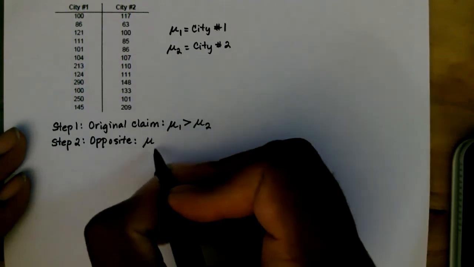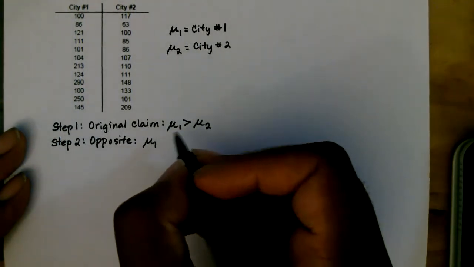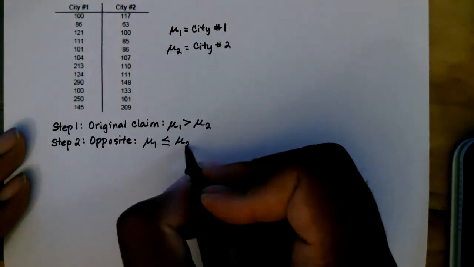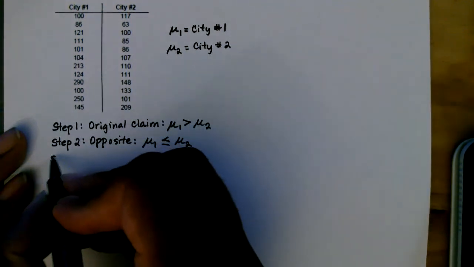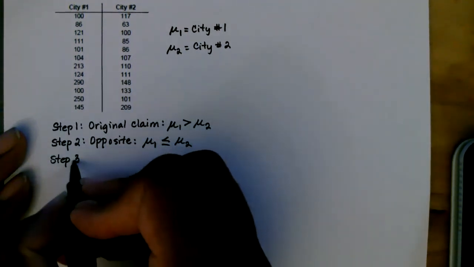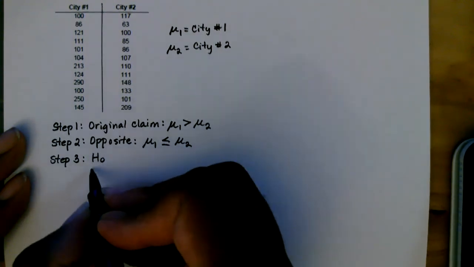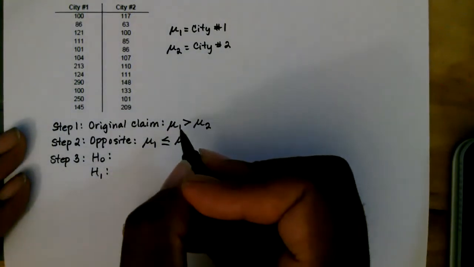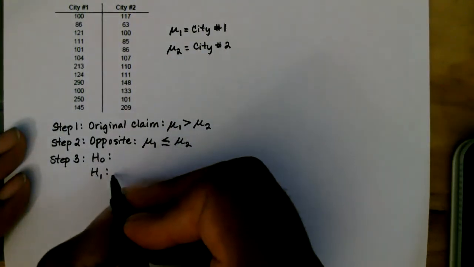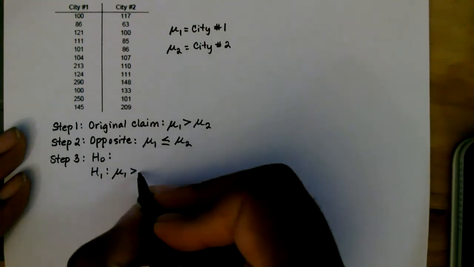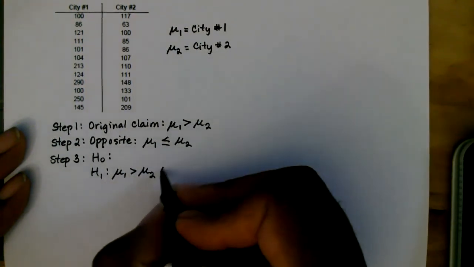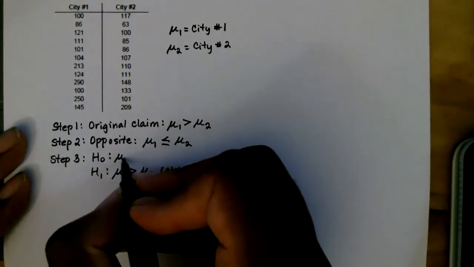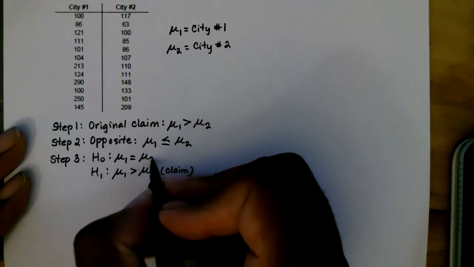That's going to be mu sub 1. The opposite of greater than would be less than or equal to mu sub 2. And then step number 3 is writing our null and alternative hypotheses. Well, that mu sub 1 is greater than mu sub 2, that has to be the alternative hypothesis. And that's going to be the claim, by the way. Your null has the equal sign in it, so mu sub 1 is equal to mu sub 2.